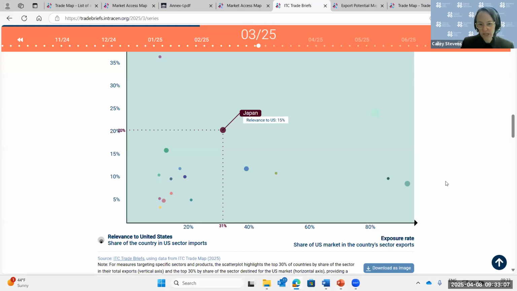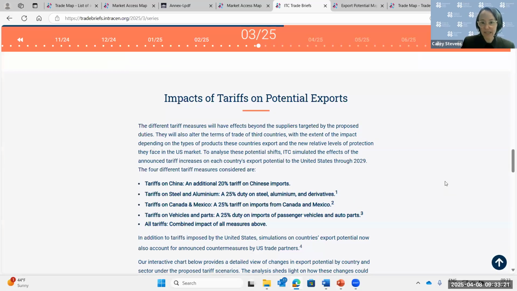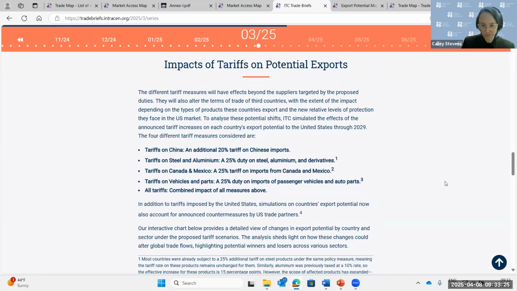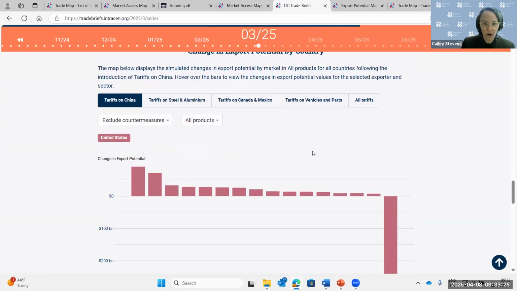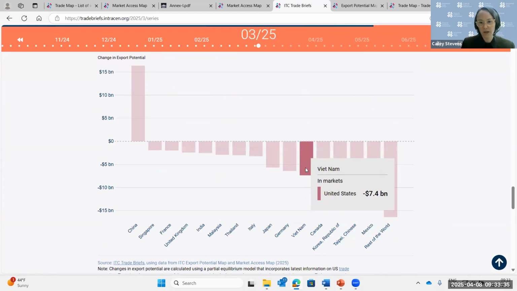Now, what do these tariffs mean for these countries? How are they impacting them in the next 5 years? So as we scroll down, we have a simulation of these tariffs' impact on export potential. Now we're going to look at tariffs on steel and aluminum, and we're going to look at Vietnam. So what this means is that the US's tariffs on steel and aluminum are projected by our model to reduce Vietnam's export potential in the US market in the steel and aluminum sector by $7.4 billion by 2029.